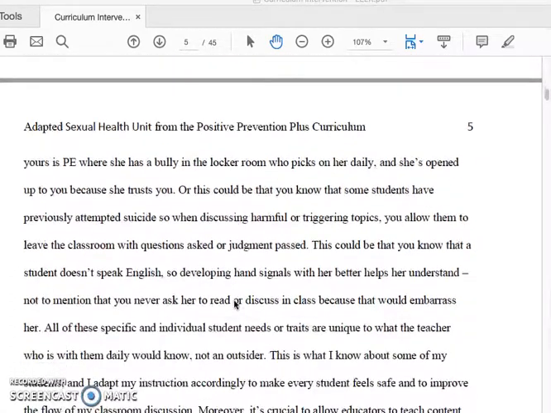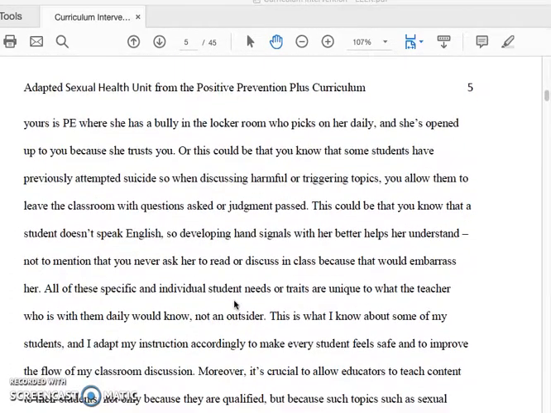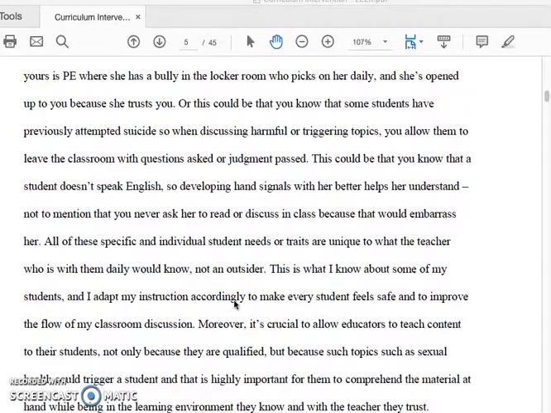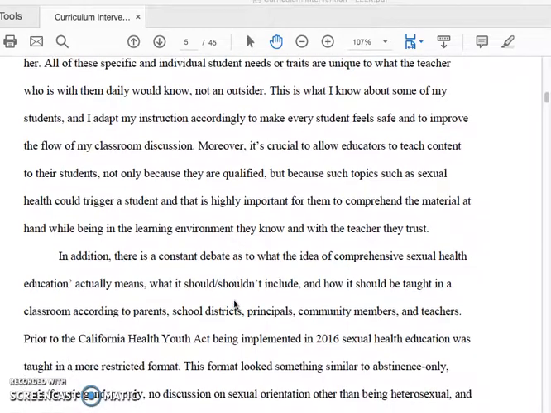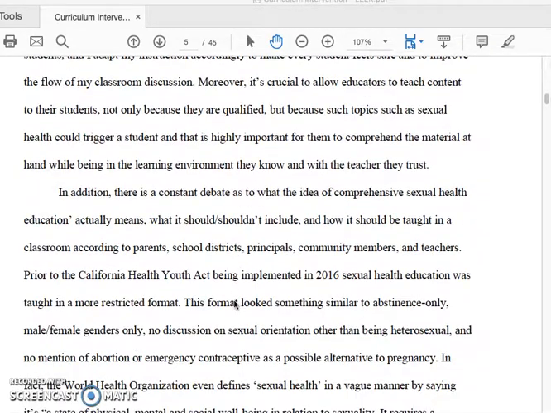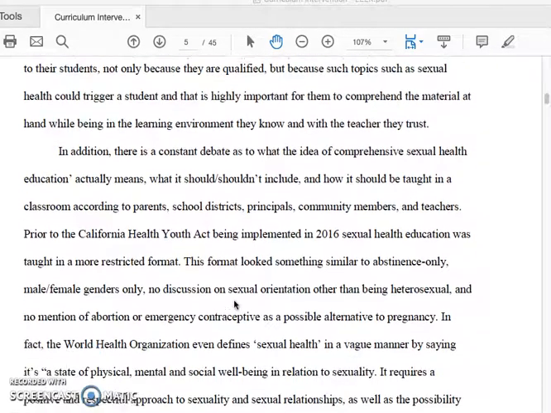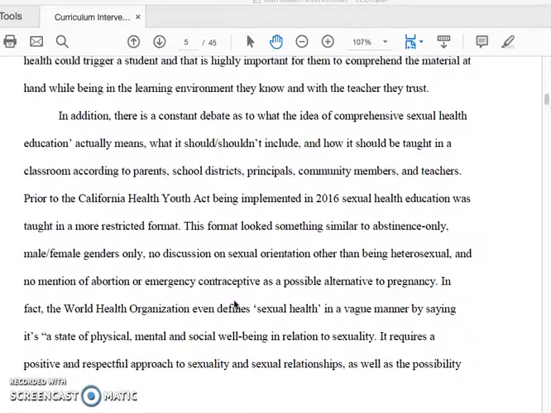That happened actually in this year's unit. The presenter was picking on a student because she was trying to ask for help, and she obviously just didn't understand because she doesn't speak English. So I had to, again, intervene and go help that student out. But that's something that I would have known prior.